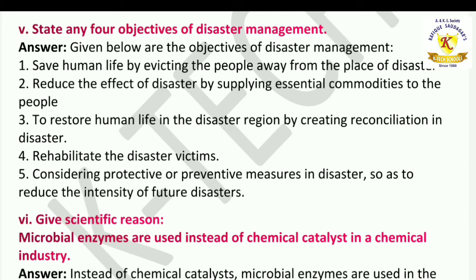Reconciliation in disaster. Rehabilitate the disaster victims. Considering protective or preventive measures in disaster so as to reduce the intensity of future disasters.